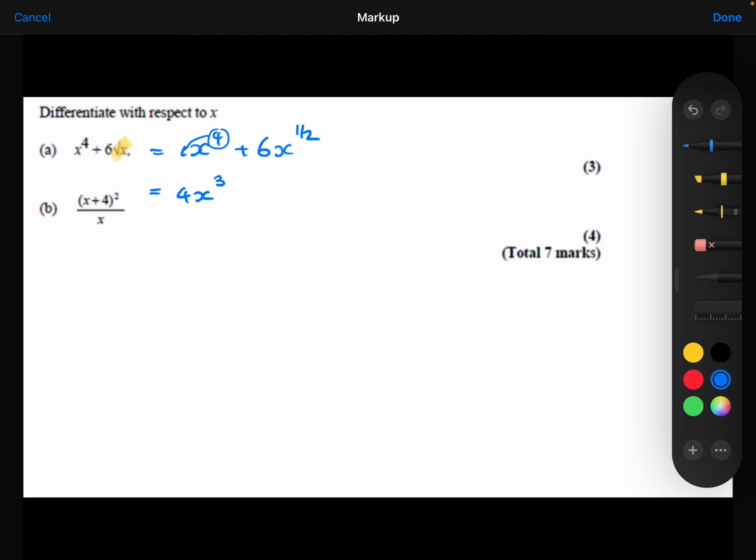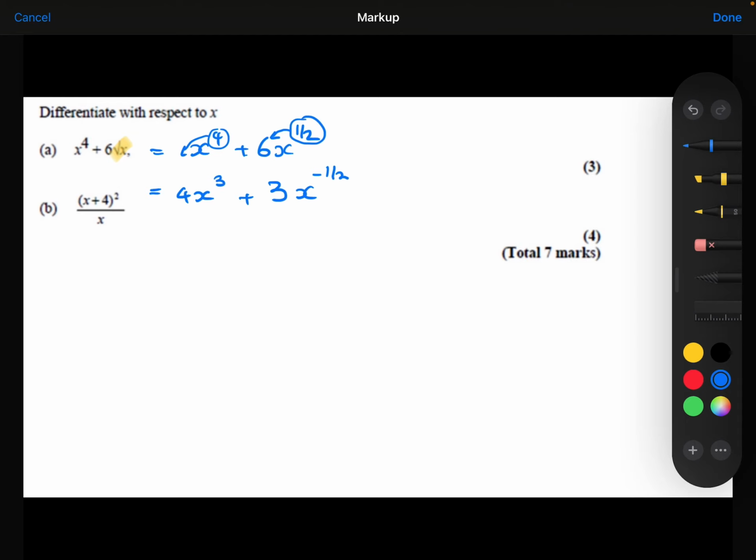Now differentiating the 6x to the power of 1/2, I'll multiply by 1/2, so 6 times 1/2 is 3. And then I'll take 1 away from the 1/2. 1/2, take away 1 is minus 1/2. And there we go, that has been differentiated now.